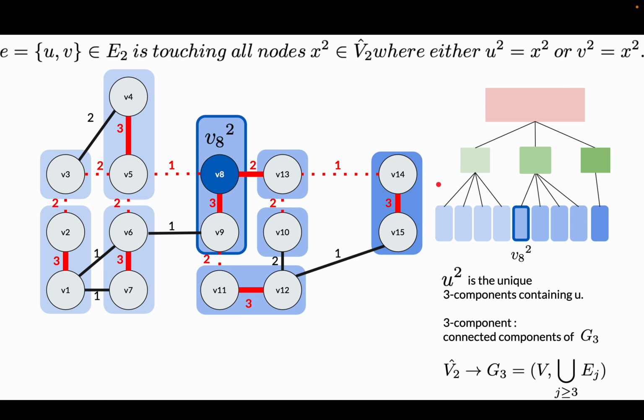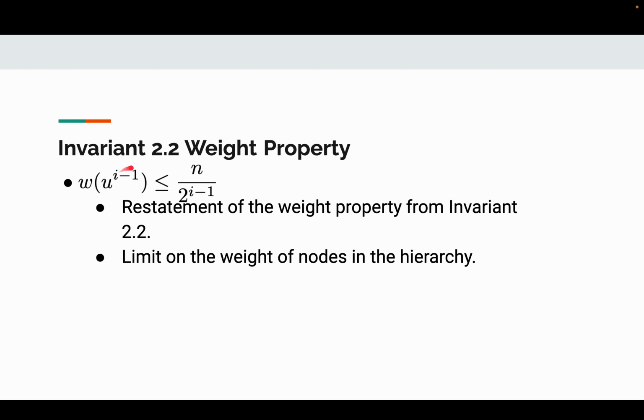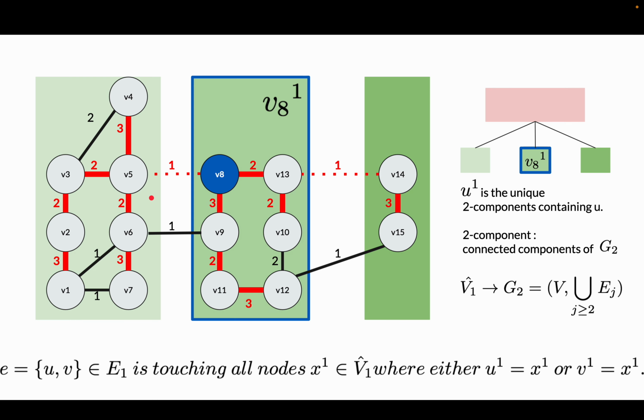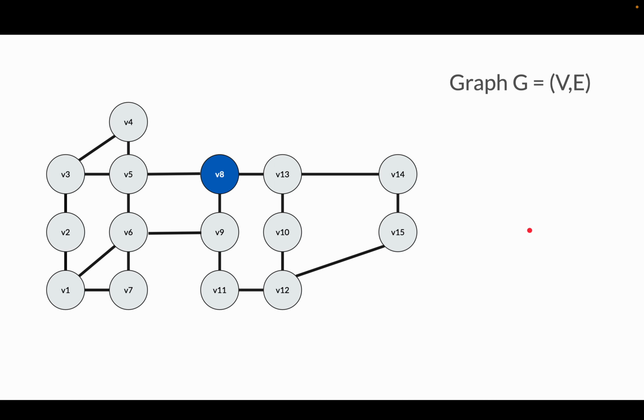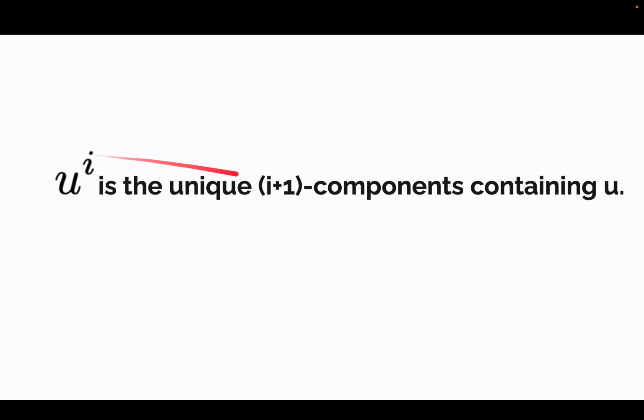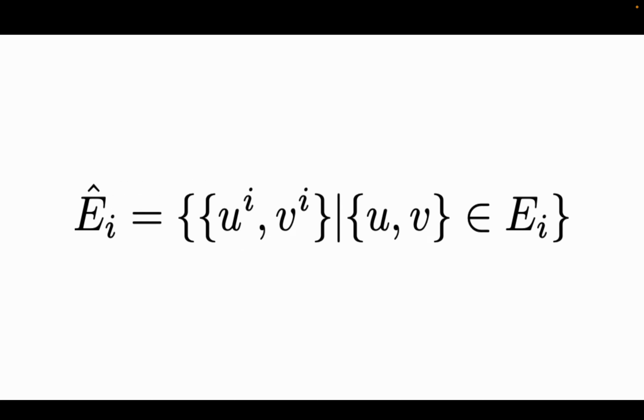The hierarchy tree. The weight of a node ui minus 1. So ui minus 1 is just the kinetic component. Let's just review the definition. Ui is the unique i plus 1 components containing u. So ui minus 1 is the unique i components containing u. Okay, so please be careful. There is kind of an inconsistency between the superscript and the kinetic component. All right, okay.